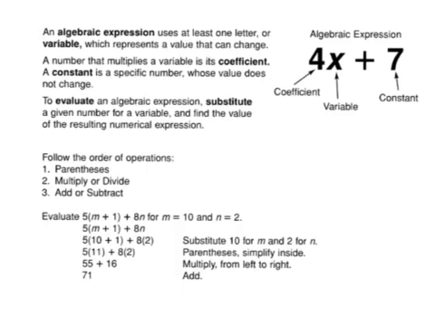So an algebraic expression uses at least one letter or variable, which represents a value that can change. A number that multiplies a variable is its coefficient, and a constant is a specific number whose value does not change. Again, to evaluate an algebraic expression, substitute a given number for a variable and find the value of the resulting numeric expression. Make sure you still use your order of operations. That's why we just went over that. That's something very important to make sure you do. And down at the bottom, they give you a great example. But we're going to go ahead and start our own examples.